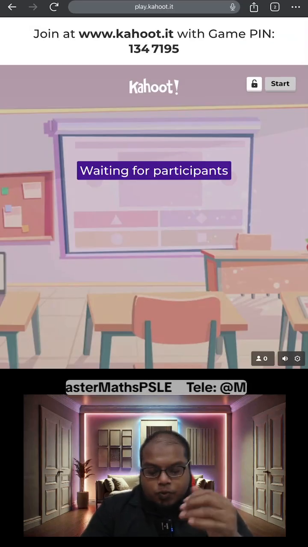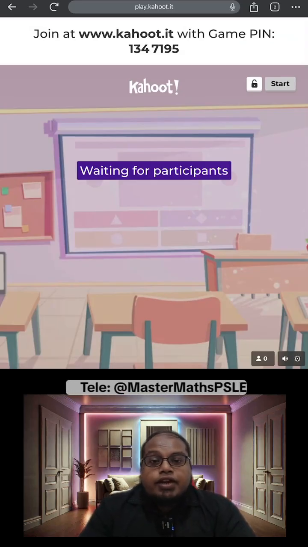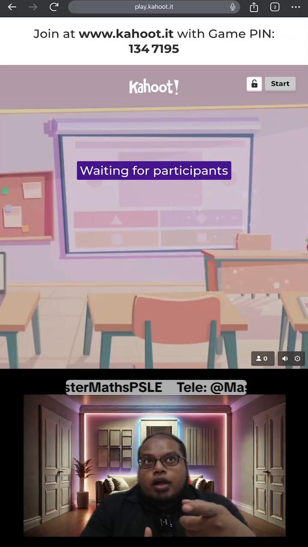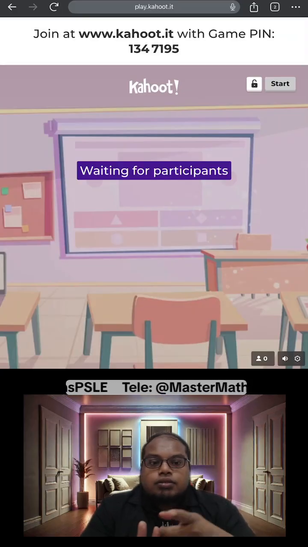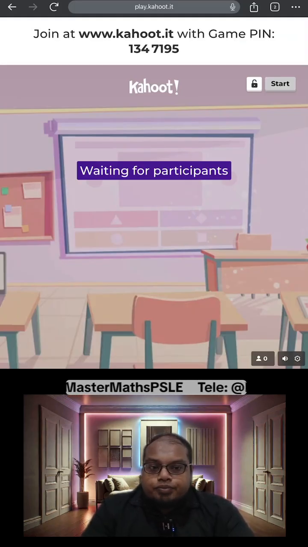Welcome back to another session of P5 Math in MasterMaths. Today the focus will be on area and perimeter. All the questions today are related to area and perimeter. There will be questions on area of rectangle, perimeters of rectangle, for squares, and also for triangles.